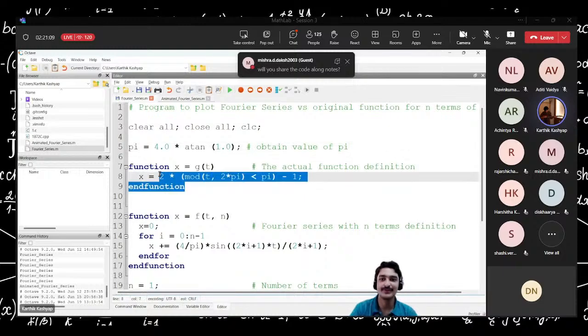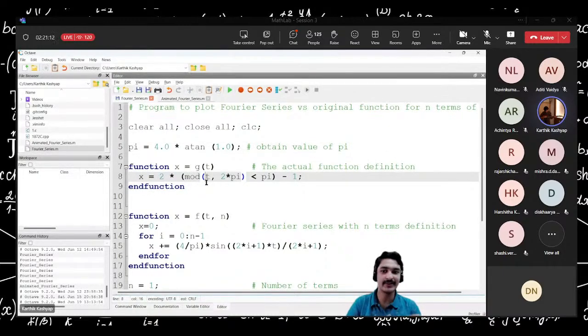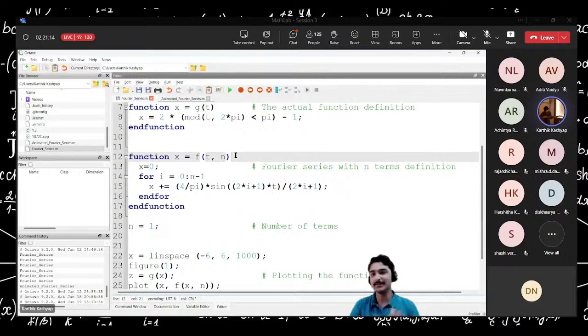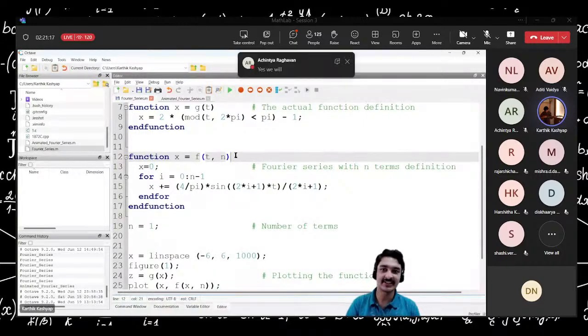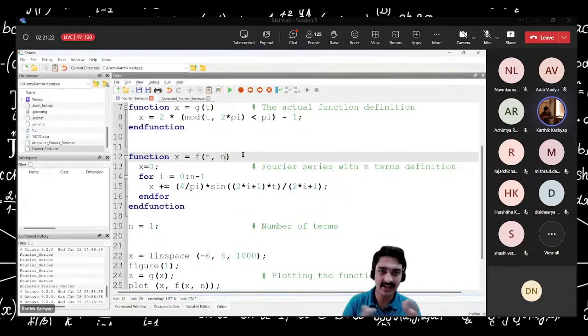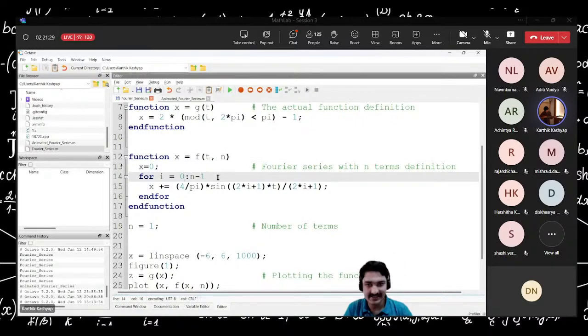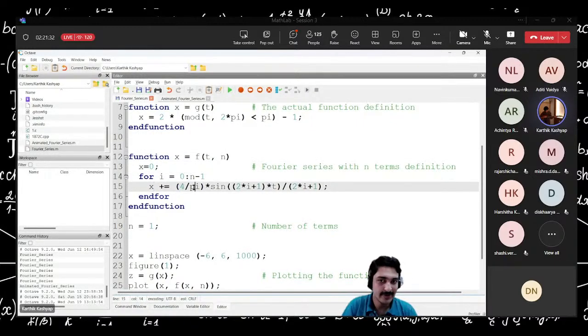So this part, this function gives the function that we need, and this x is equal to f of t comma n gives our Fourier series representation. So I added another extra input as n, being the number of terms we are adding to this Fourier series. For i is equal to 0 to n minus 1, that is n terms, I am adding 4 by pi times sine of (2i plus 1)t divided by (2i plus 1). This is the Fourier series that we got anyway. So starting with 0, we get this as our Fourier series expression for n terms.